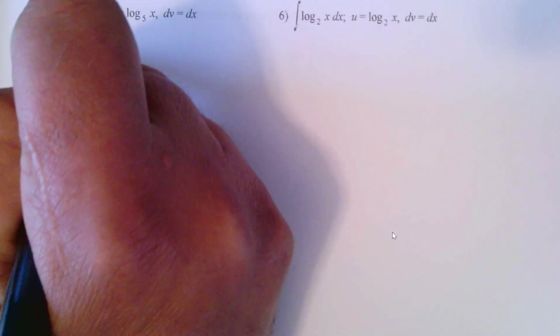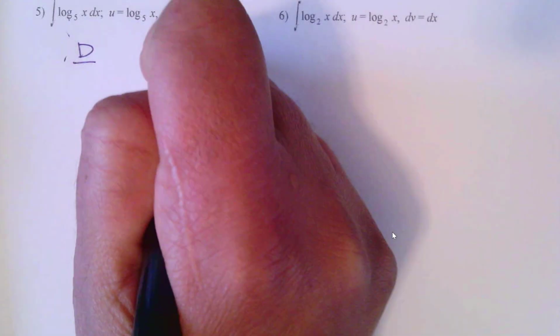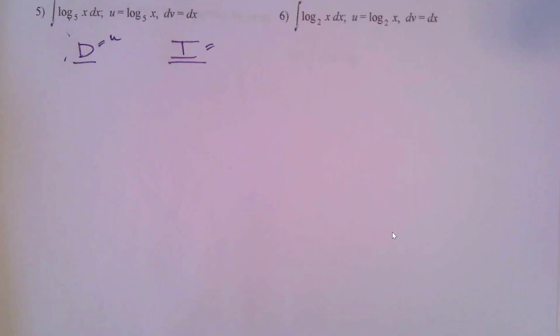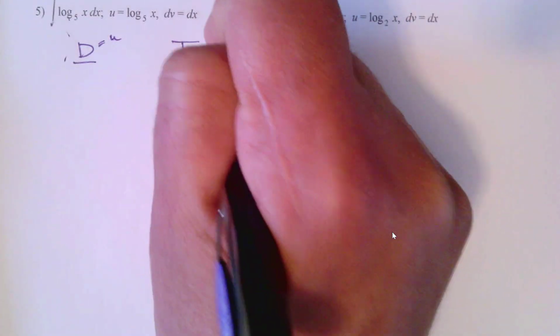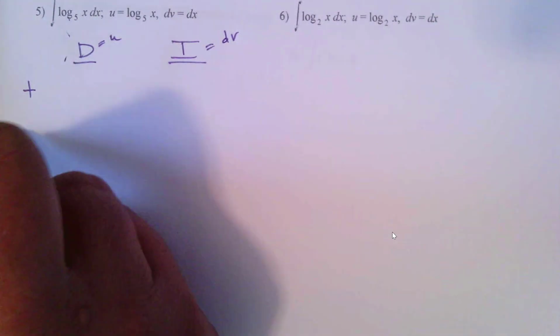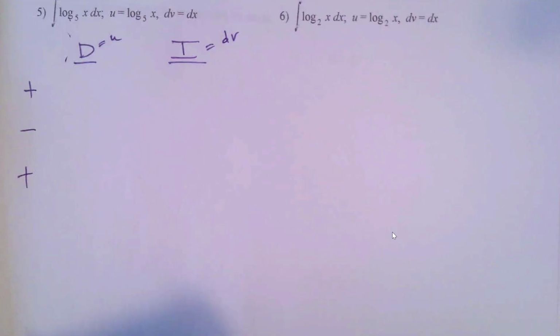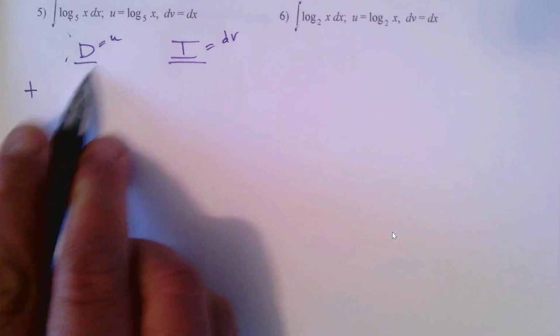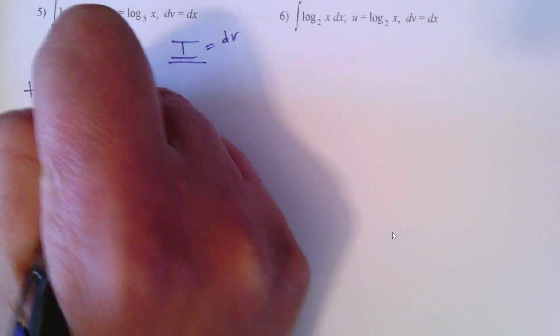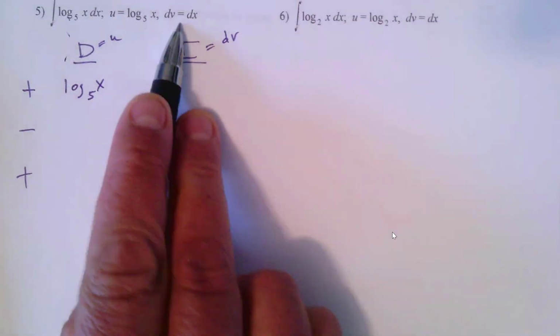So this is the traditional way to set it up, but we're going to be using the table method, and the table method requires us to write a D column and an I column. This is called the tabular method, or sometimes the DI method. The D is going to represent the thing to differentiate, which is going to be our u. The I is going to be the thing that we're going to integrate, which is going to be our dv. And when we're setting this up, we're going to make our rows here, alternate the signs, plus, minus, and so on. We're going to write our u down here, the thing to differentiate, which we're told here is log base 5 of x. And dv is equal to dx.